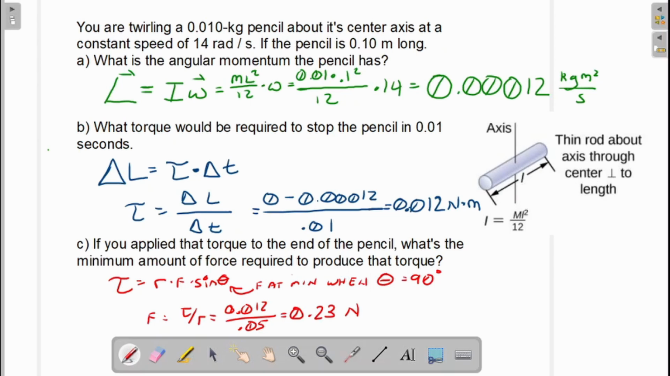Finding the torque, well, all we're looking for at that point is the change in angular momentum. We're going from having angular momentum to not. So final minus initial, 0 minus 0.00012 divided by the 0.01 gives me a torque of 0.012 newton meters. And then the final step, torque is related to force by r times F sine theta. So force is at a minimum when the angle is directly perpendicular to the rotating object. So the sine of theta would be sine of 90, which means 1. I go ahead and solve, and I get 0.012 over 0.05, which gives me about 0.23 newtons.